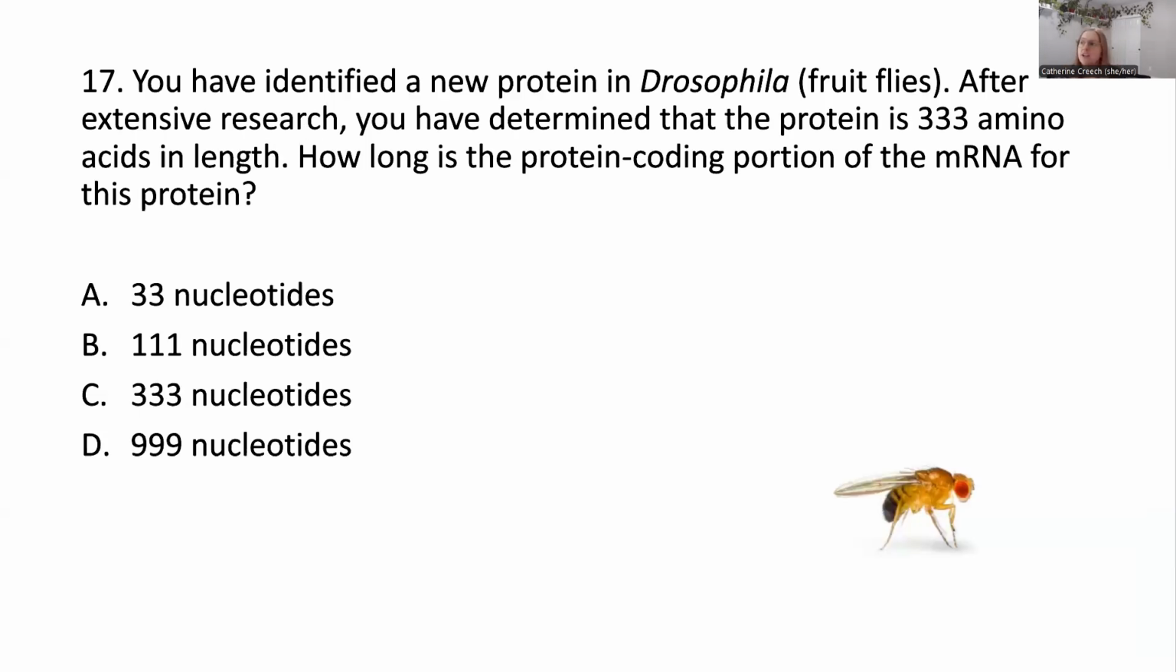You have identified a new protein in Drosophila, which is fruit flies. After extensive research, you have determined that the protein is 333 amino acids in length. How long is the protein coding portion of mRNA for this protein? 333 amino acids means you need that many codons. Each codon is 3 nucleotides, so 999.